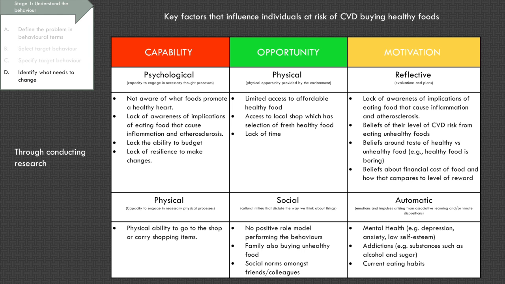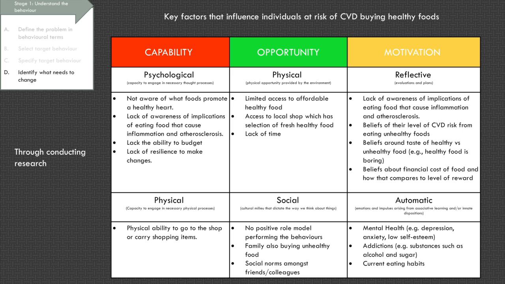So once you've specified the target behaviour that you're trying to change, which in our case is buying healthy food, the next step is to identify the things that need to change for that behaviour to be performed. And this includes identifying what needs to change either in the person and or in their environment. And this is where the COM-B model comes in. Because what we're going to have to perform is a COM-B analysis of the target behaviour.